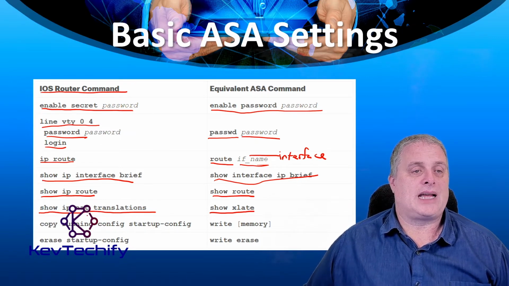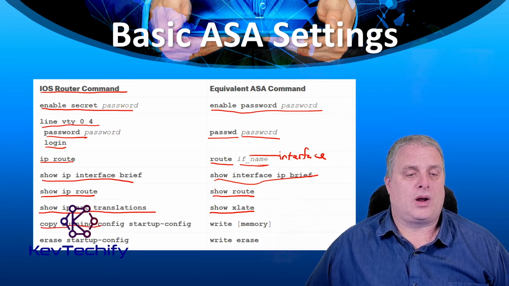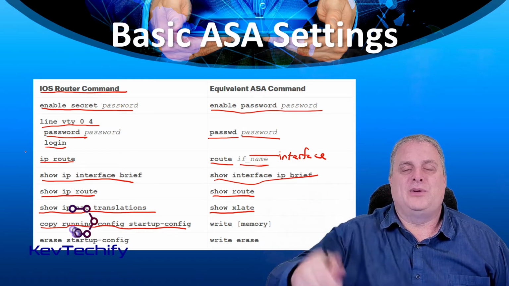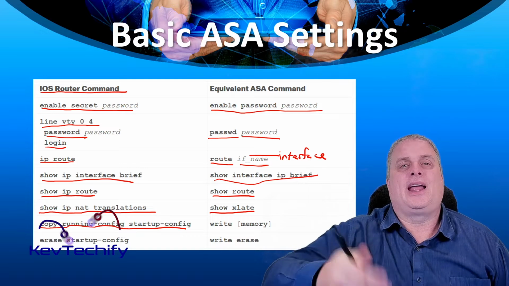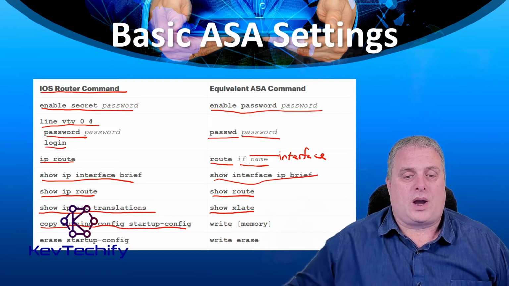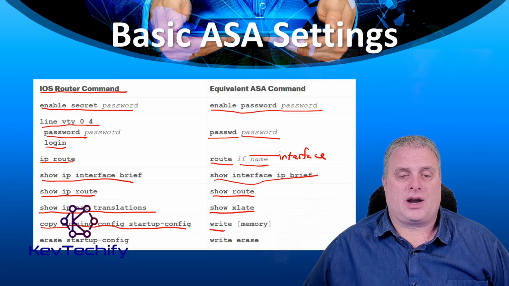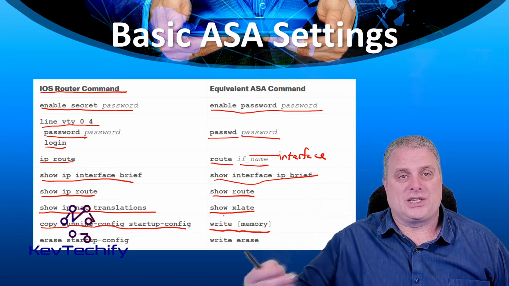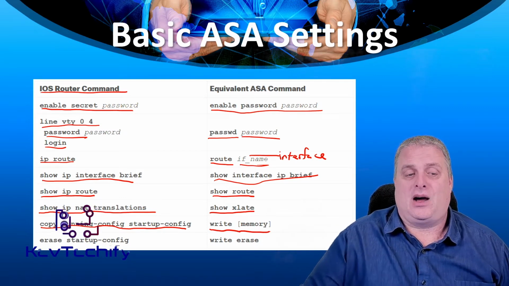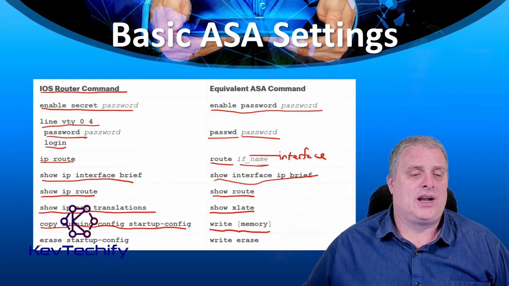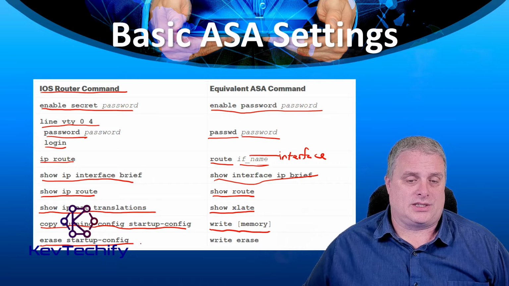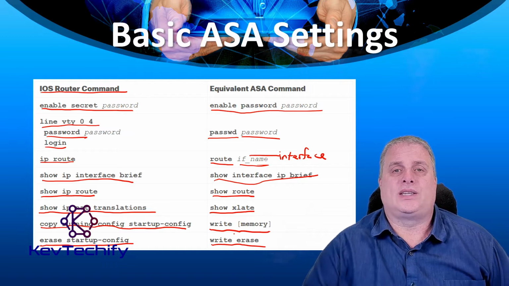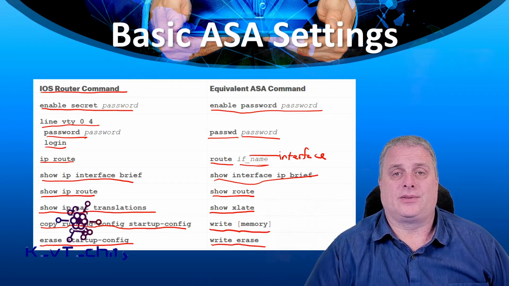To save your configurations on the router, we do a copy running-config startup-config. On the ASA, they use the method they're deprecating on the routers, which is write memory. So write and then memory, that is optional, but that saves your configuration. Once again, on the router, they're trying to phase that out. And then finally, the last thing down here is to erase the startup config so you have a clean device to start with. In the ASA, we use the write command again. Write erase is how you delete that saved config file.